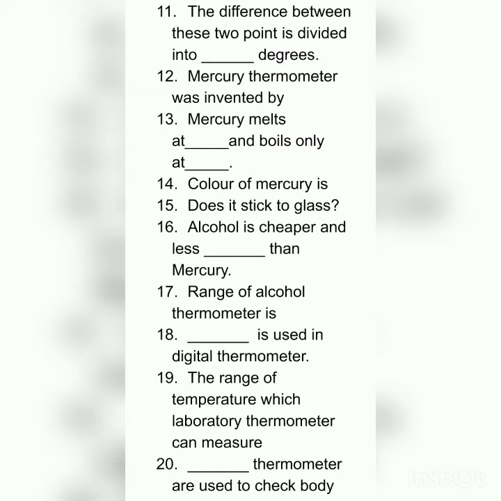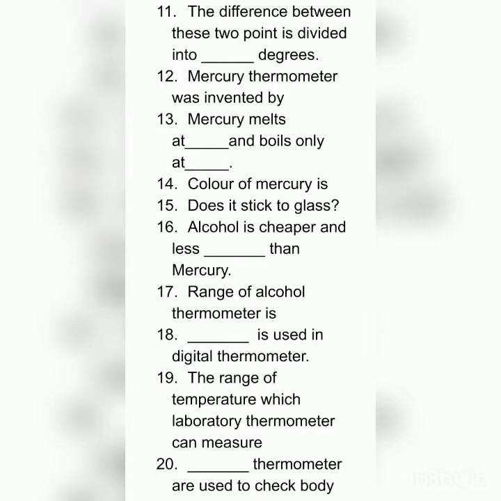Now next question is 12th one. Mercury thermometer was invented by Gabriel Fahrenheit. Mercury melts at minus 38.87 degree Celsius and boils at 356.58 degree Celsius. What is the color of mercury? Silvery gray. Does it stick to glass? No, it does not stick to the glass.